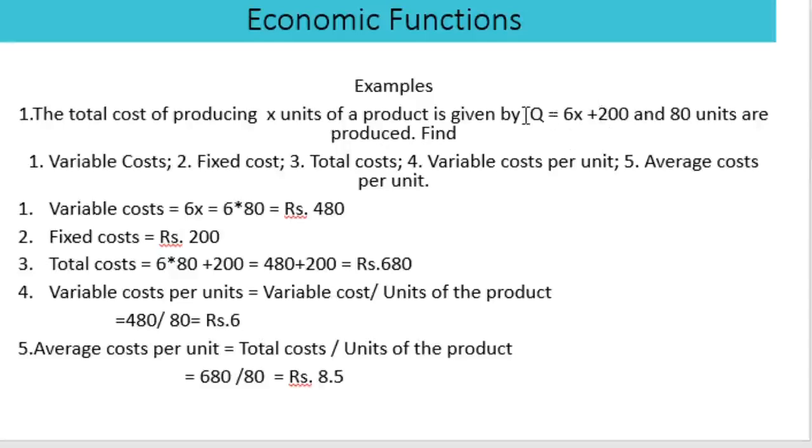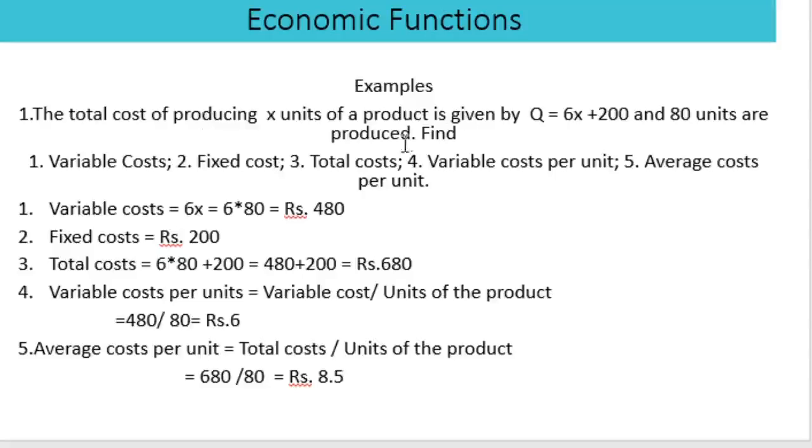Here the total cost of producing X units is given as Q equal to 6X plus 200. In this, the variable cost is 6X, and this is the fixed cost. With 6X and total units produced being 80, 6 into 80 equal to 480. This is the variable cost. In this cost function, the fixed cost is 200. Therefore, the answer to the second question: fixed cost equal to 200.